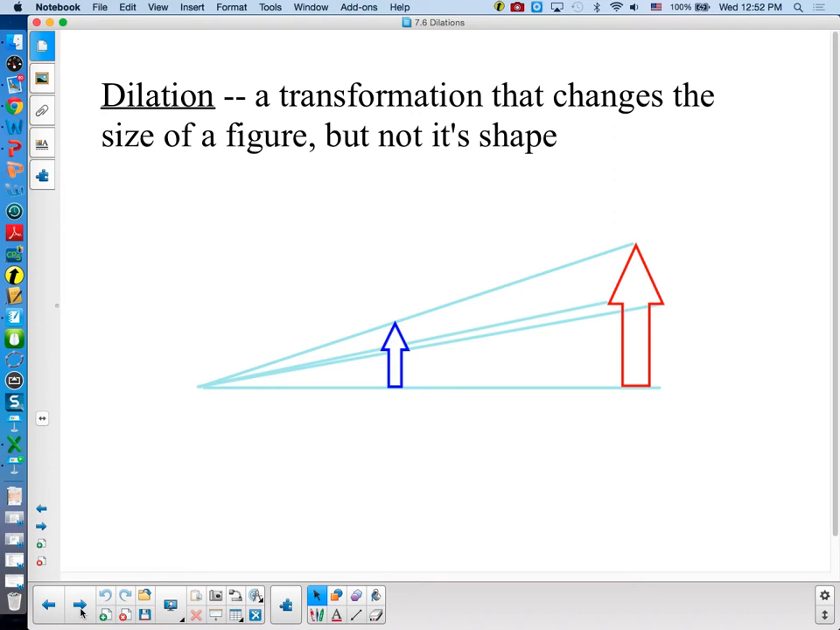So see my blue arrow? I enlarged it to be the red arrow. And I'm kind of showing you the lines that we're going to use to help us get it bigger. We're going to be using a point out here and then draw through what we want to match up. We'll have to do some measuring with our ruler to get it to measure the right size. So it's really just going to be on measuring.